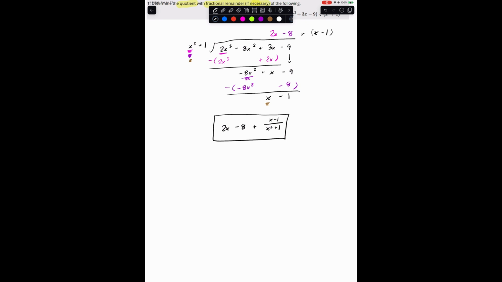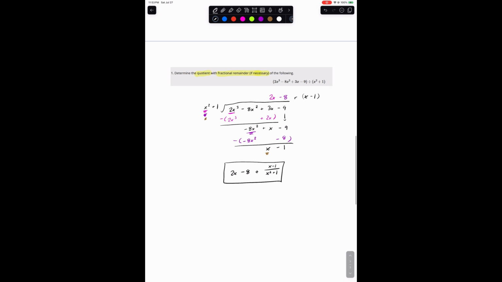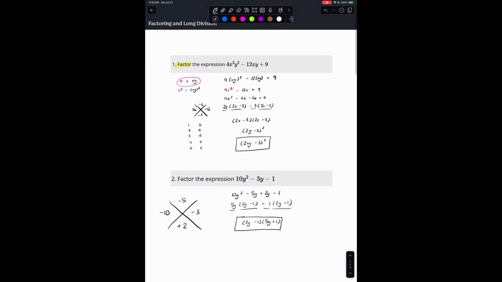So note that the divisor cannot be factored. It's not x minus 1, x plus 1, because it's not a difference of squares. This is a sum of squares. There's no rule for that. So yeah, that is it for question 5. And this concludes my factoring and long division video.